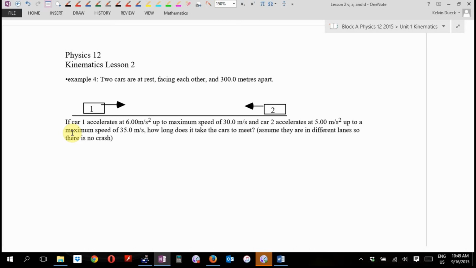Two cars are at rest. You know what? I have a habit. Anytime I see that phrase, I tend to underline it. Also, because I've written something down, I feel better. I'm not nervous. Facing each other and 300 meters apart.